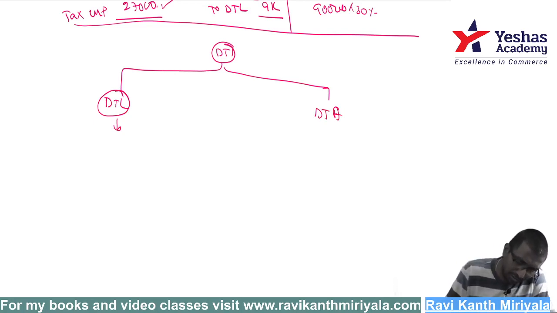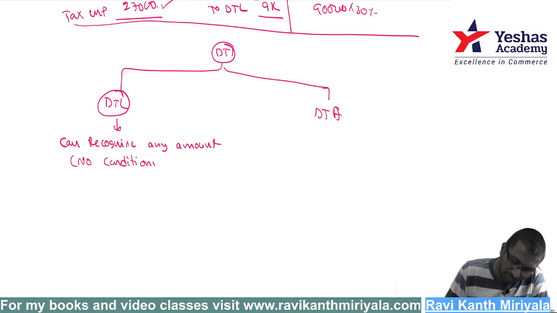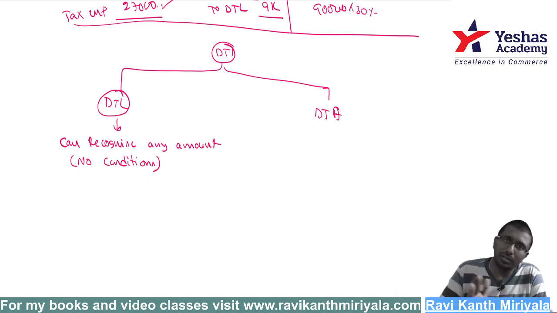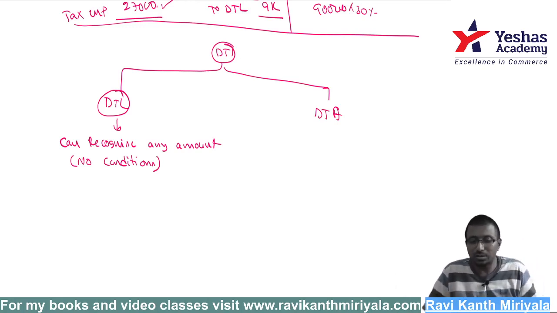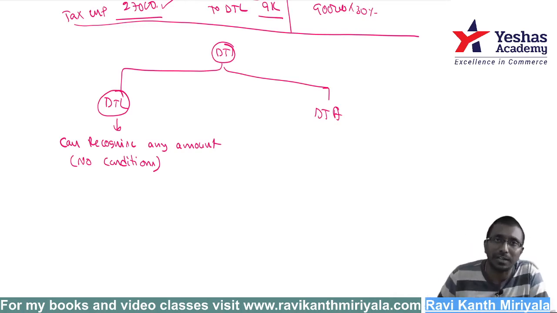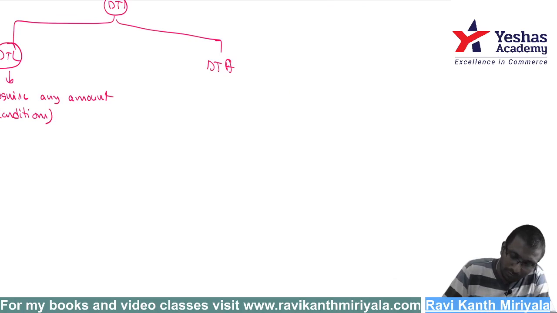There is no condition. We can recognize any amount, no conditions, nothing. You can recognize whatever the amount you are supposed to record, that much amount you can record it. This is like conservatism. We don't look at whether I can recognize this amount. Whatever is deferred tax liability, no need to discuss, no permission is required, directly record the full amount of deferred tax liability. Okay, what about deferred tax assets?